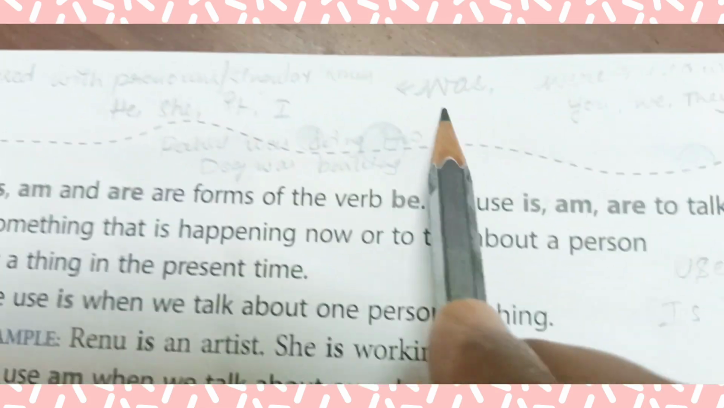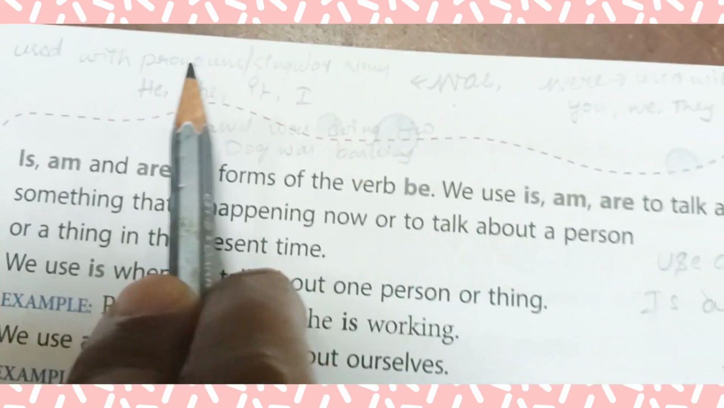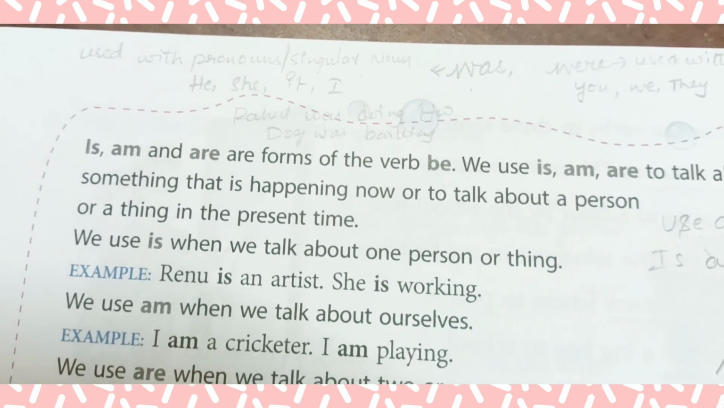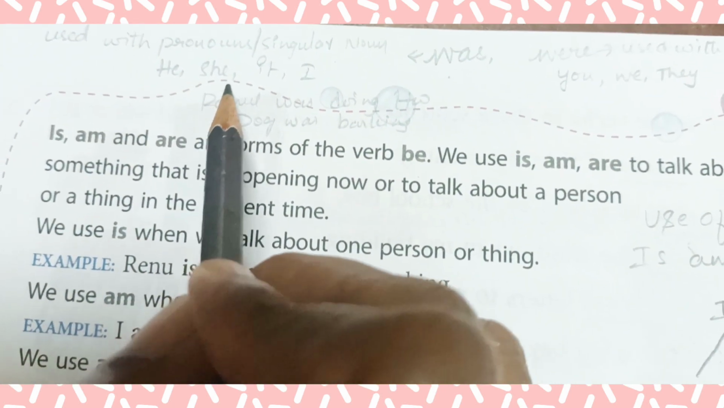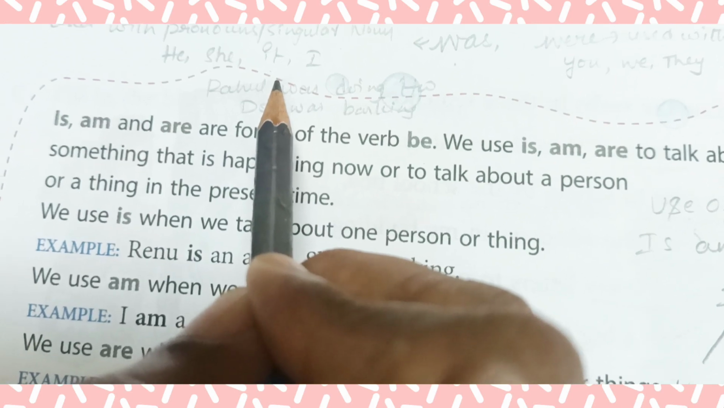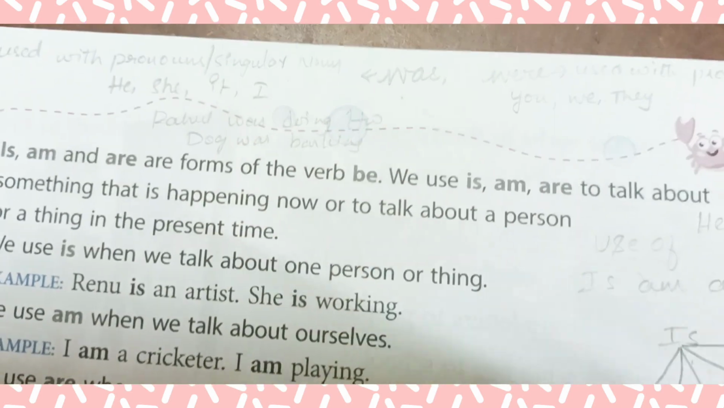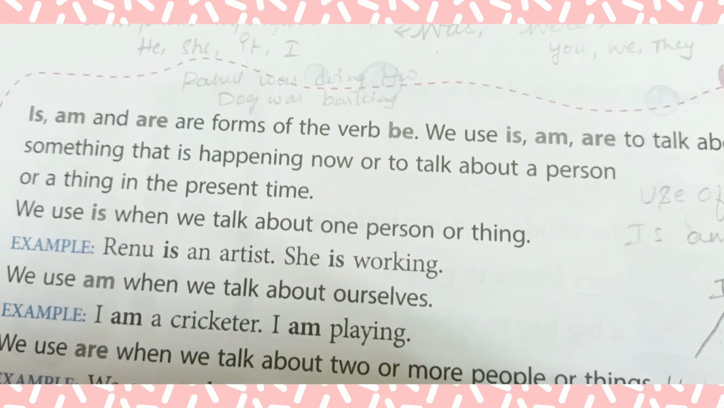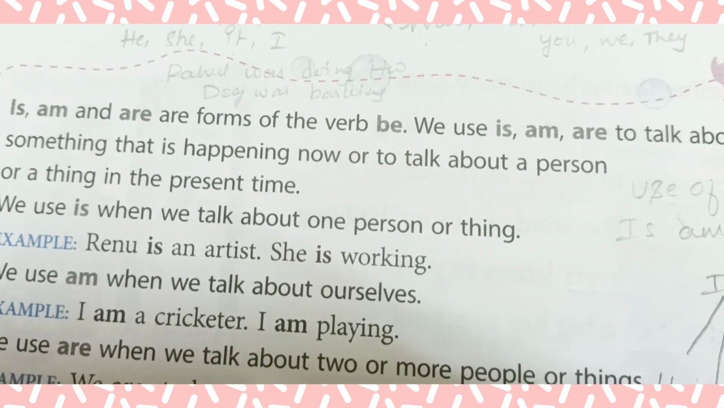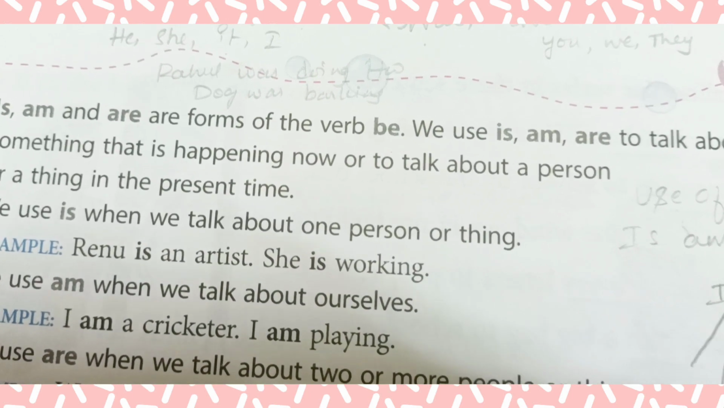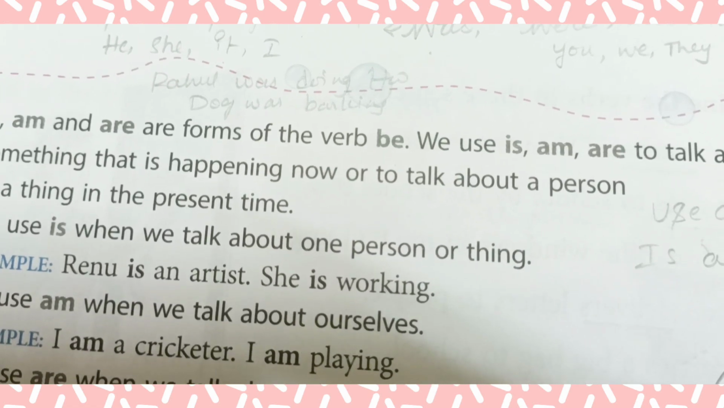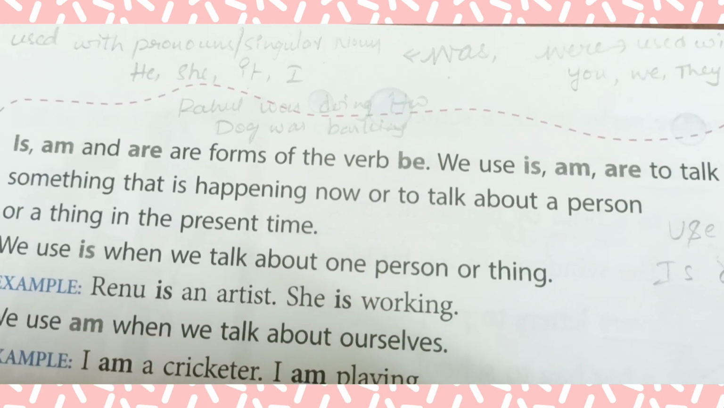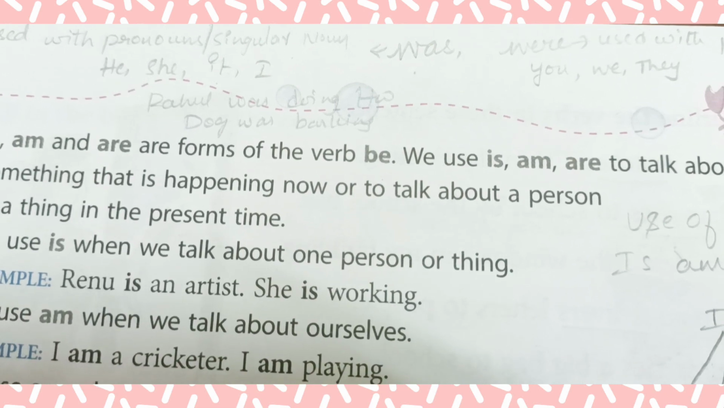Was is always used with a pronoun, and it is a singular noun. That means he, she, it. All these are pronouns, no? So we have to use was with a pronoun only, and the noun should be singular. So we use was with a singular noun, W-A-S. We use was with pronouns or with singular nouns.